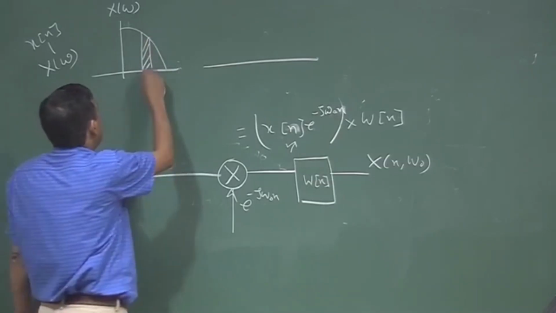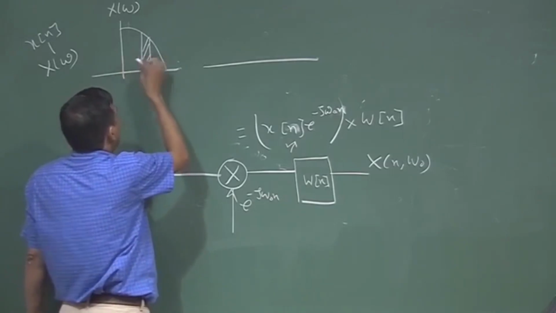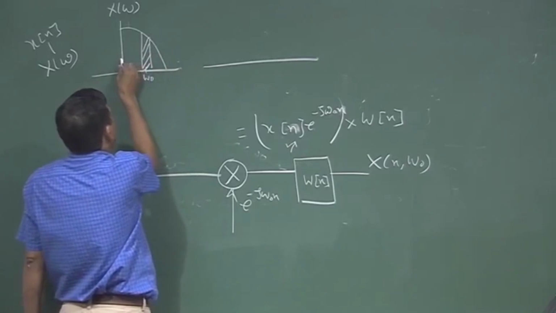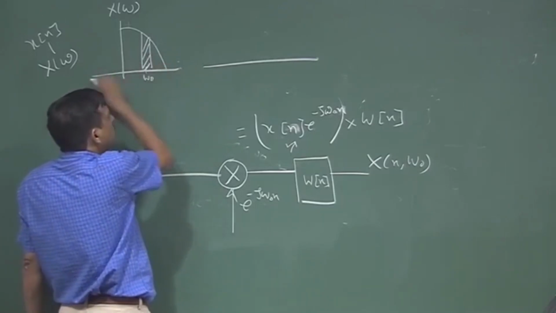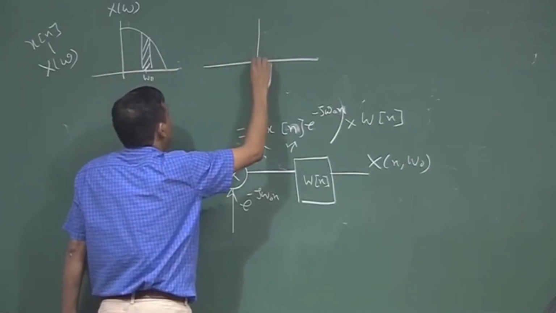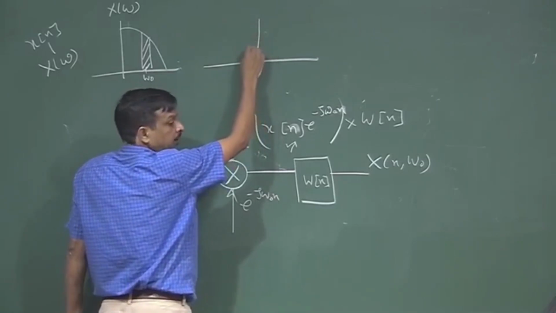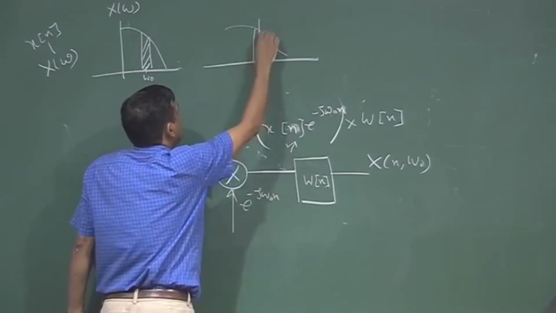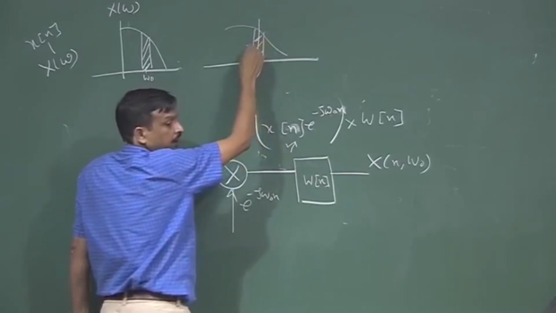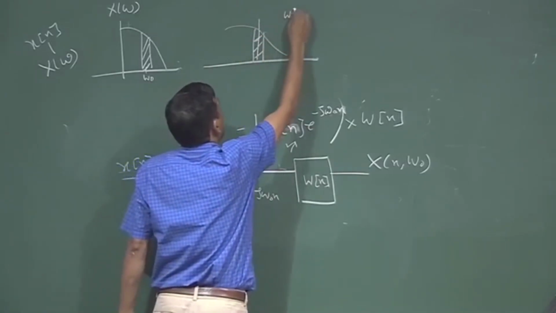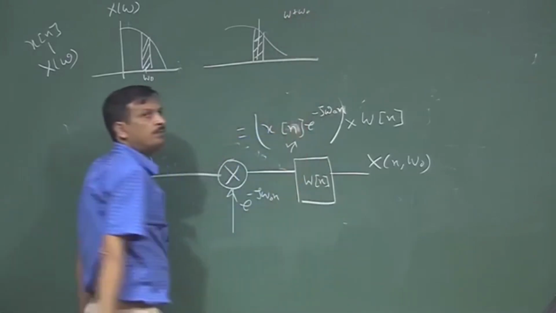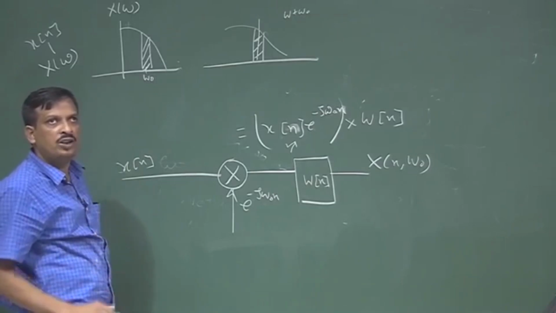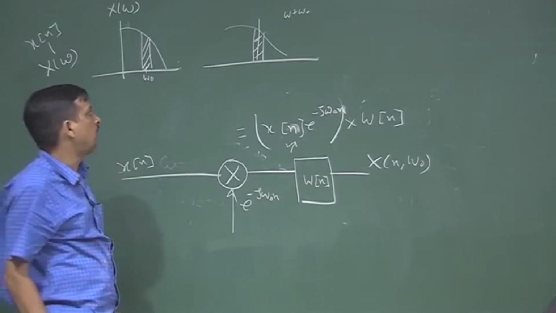If this is my omega 0, then what will happen once I do the modulation? The origin has to be shifted, so this will come here. This is nothing but X of omega plus omega 0. Modulation is done, and the origin has been shifted to omega 0.